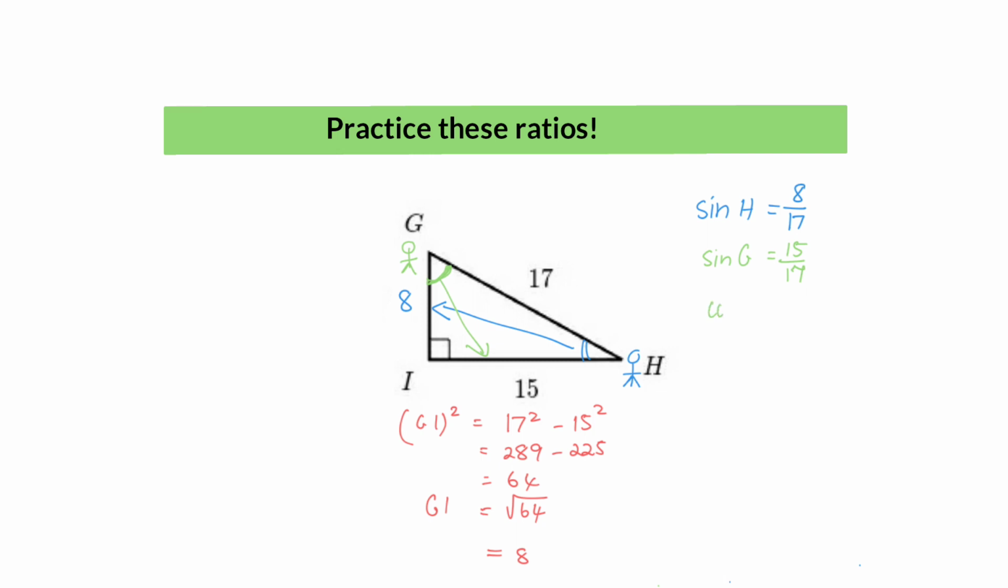So what would cos g be? Cos g would be adjacent over hypotenuse. GI is the adjacent one, and hypotenuse stays hypotenuse. And the last one we're going to do is tan of g. Tan is opposite, which is 8, over adjacent, which is 15, and there we can work out any ratio in this way.